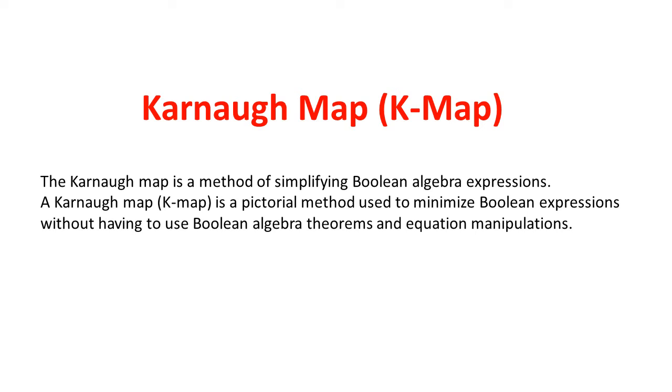Let us discuss the Karnaugh map, also known as K-map. The Karnaugh map is a method of simplifying Boolean algebra expressions. A Karnaugh map, or K-map, is a pictorial method used to minimize Boolean expressions without having to use Boolean algebra theorems and equation manipulations.